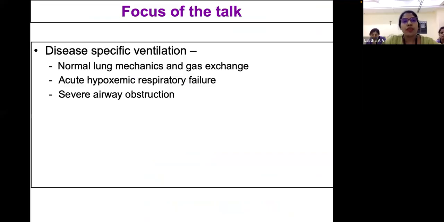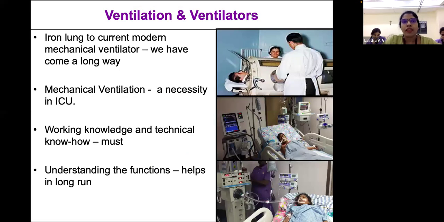So this is what I'm going to deal with: normal lung mechanics to begin with, then followed by ARDS or acute hypoxemic respiratory failure, and then severe airway obstruction, that is bronchial asthma, in case these children require mechanical ventilation. So this is again an overview about ventilation and ventilators.